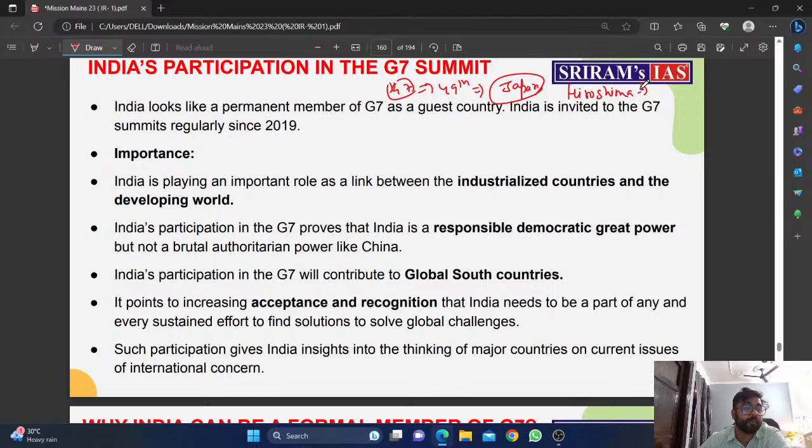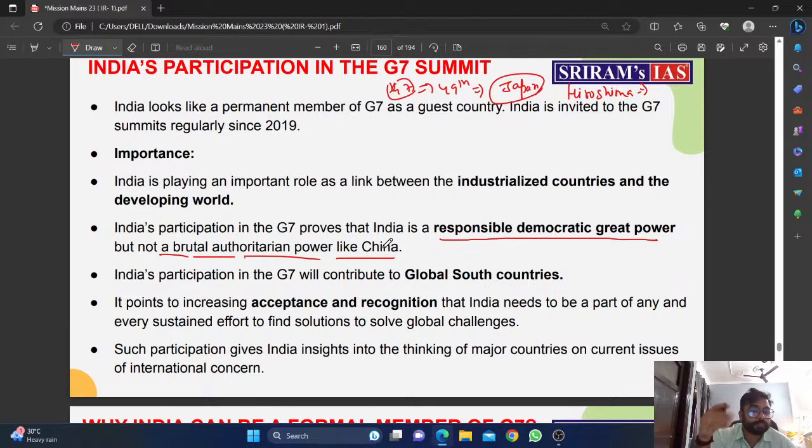Then India is playing a very important role as a link between the industrialized countries and the developing countries. We stand in the middle. Then India's participation in G7 proves that India is a responsible, democratic, great power, but not a brutal authoritarian power like China. We are a responsible global power. We are not authoritarian. We do not suppress our neighbors. We do not suppress any other country in order to seek our own interest.